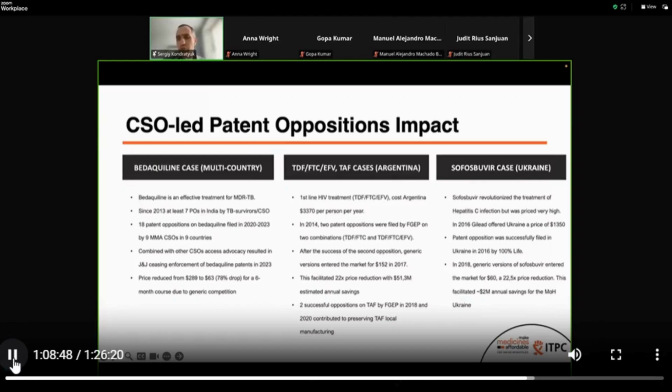The last example is the sofosbuvir case in Ukraine, where, as you know, it revolutionized hepatitis C treatment in general. Gilead provided an access price of $1,350 until the patent opposition succeeded in July 2017 with full rejection of the patent. In August, Gilead added Ukraine, Thailand, Malaysia and Belarus to its voluntary license, and most importantly, Malaysia was also at the time moving to finalization of its compulsory license. As a result, in Ukraine, generic competition led to a $60 price for a full treatment course, roughly 22 times lower than the access price from Gilead. And the Ministry of Health was able to redistribute $2 million in the first year alone for additional treatment courses for the hepatitis C program.